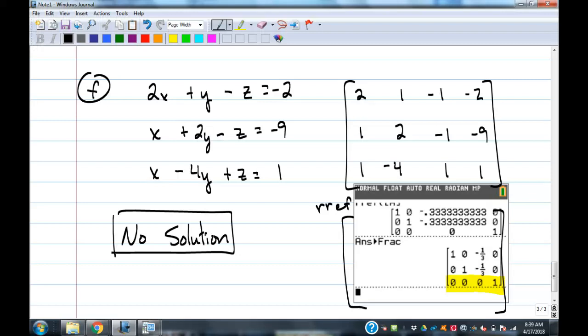2, 1, 1, 2. And you have a negative 1 in the z of the third equation. All right. So no solution. What's the math word for that? Inconsistent. Yeah. So remember that.